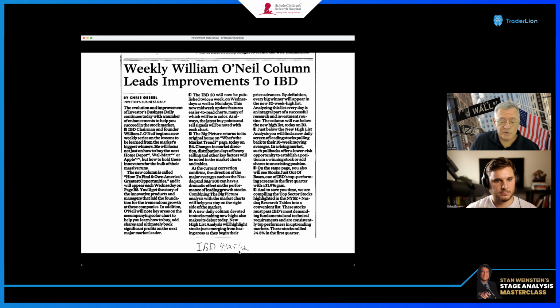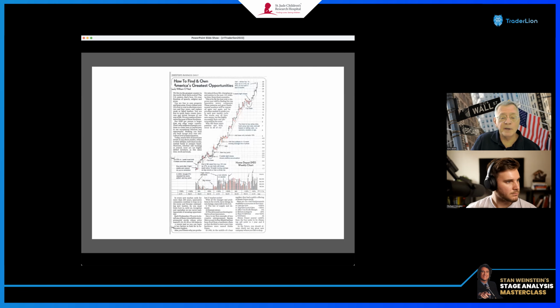I cut them out of the newspaper. In April of 2012, William O'Neill began a new weekly series on the lessons to be learned from the market's biggest winners. The new column is called How to Find and Own America's Greatest Opportunities, and it appears each Wednesday. Okay. So there were a bunch of stocks that he showed. And this is an example. He would show you, by the way, a weekly stock chart. You know, sometimes when I look at all these daily charts, I say, oh my God, it's confusing.